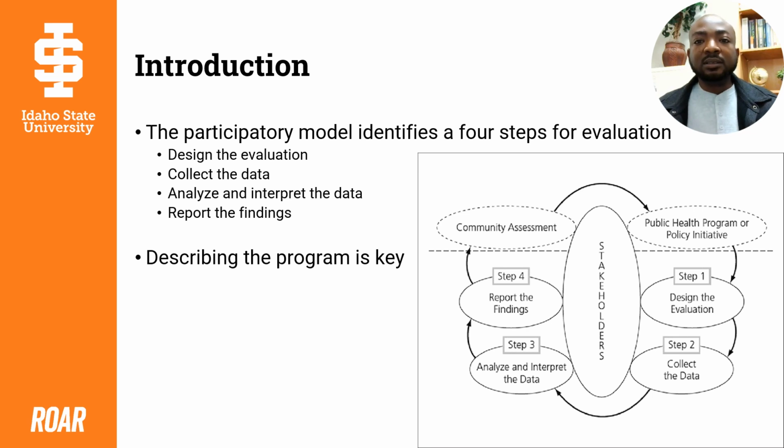The participatory model we have described in this course identifies a four-step approach for ensuring a systematic evaluation. These steps include design the evaluation, collect data, analyze and interpret the data, and then report the findings. In order to perform the first step, designing the evaluation, it is important that the program be well described and understood by each member of the evaluation team. So this lecture explains how to describe the public health initiative.